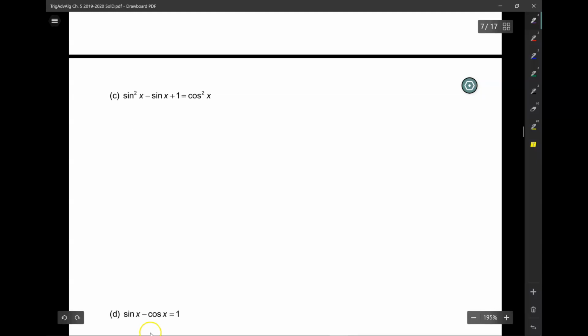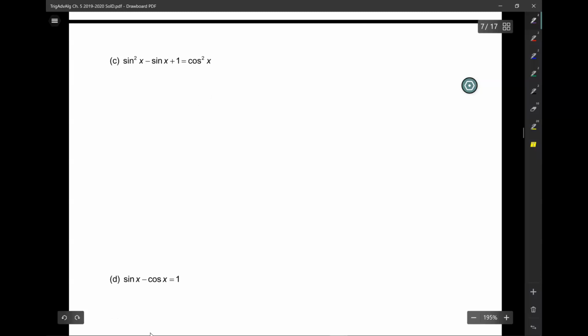Okay, what's the problem here? You have to get 0. You have to move cosine to the other side. Okay, so let's move the cosine to the other side. Sine squared x minus sine x plus 1 minus cosine squared x is equal to 0.